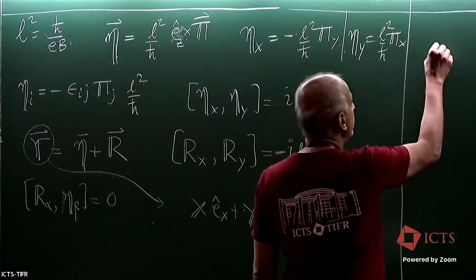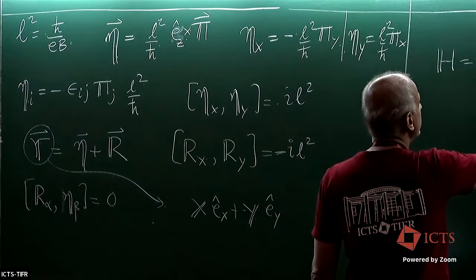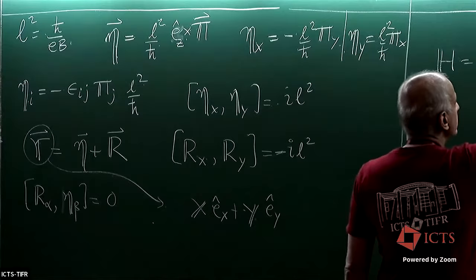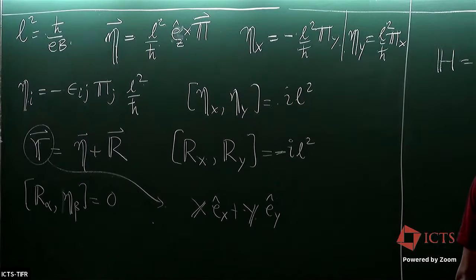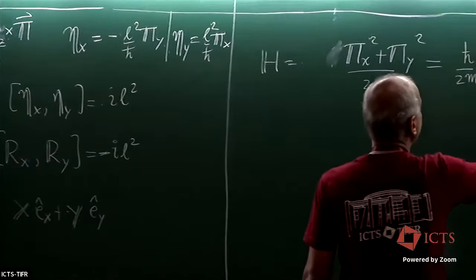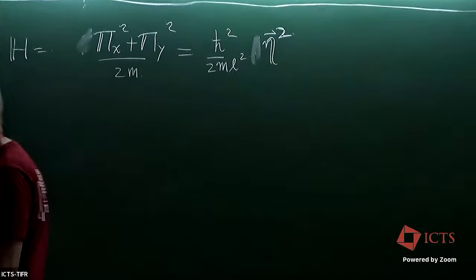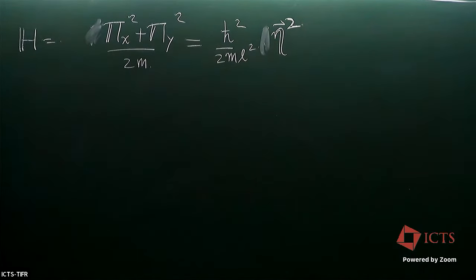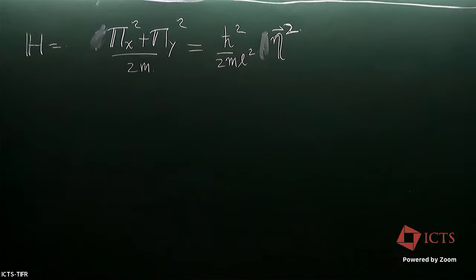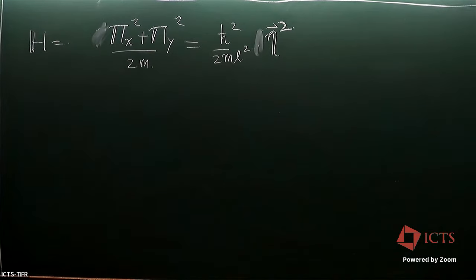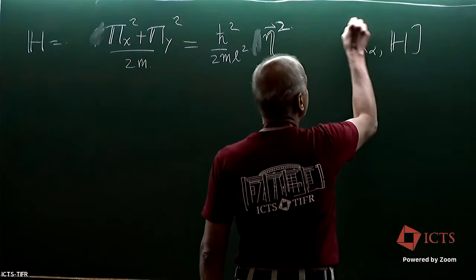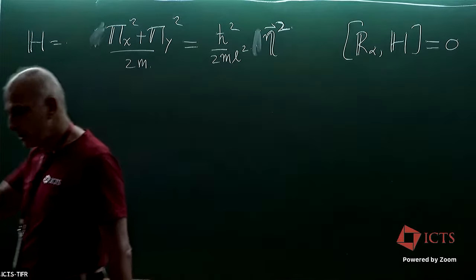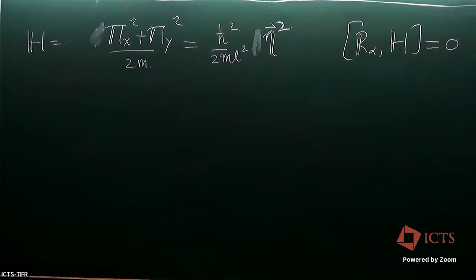So you can write the Hamiltonian. Remember what the Hamiltonian was. It was simply pi x squared plus pi y squared over 2m. You can rewrite it in terms of eta. You can write it as h bar squared over 2m L squared eta squared. So the Hamiltonian depends only on eta. Now, the nice thing about this kind of separation is that both of these R coordinates, Rx and Ry, commute with the Hamiltonian. Previously we had identified ky, py, as commuting with the Hamiltonian, but now we see that both these R's commute with it. So R alpha with the Hamiltonian is 0.